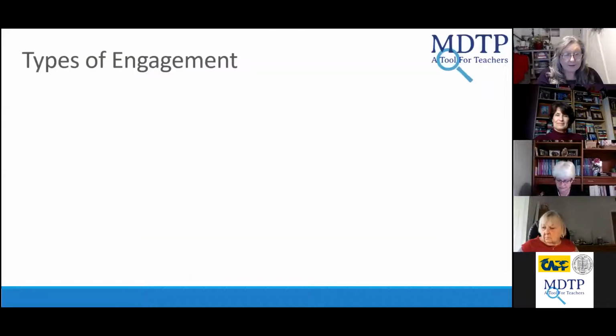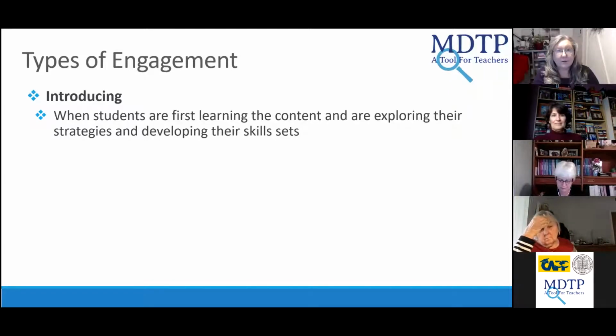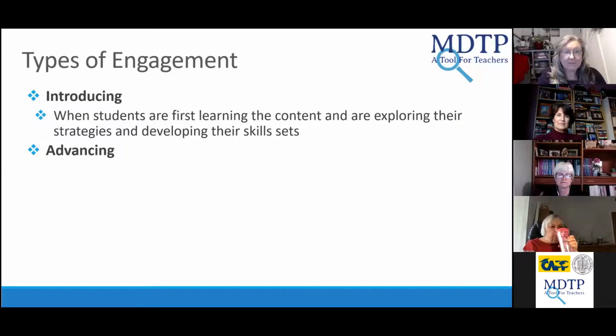And then lastly, the types of engagement which we have identified for the written response items. Introducing. You may want to use one of these written response items for introducing a topic when they're first learning the content or exploring their strategies and developing their skill sets. Maybe they've had a slight introduction, but you want to pique their interest into what this topic might be and how they might use it in their mathematical learning, as well as advancing.